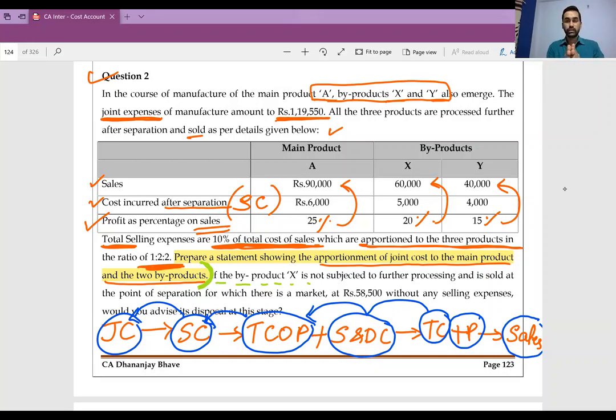With that, my production is over. On that, I add selling and distribution. That will give me total cost. For that, I will add profit. I will have the sales.